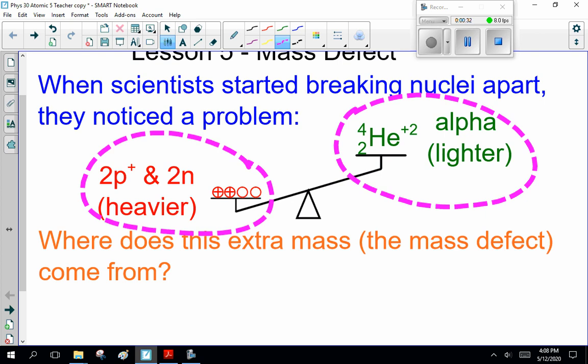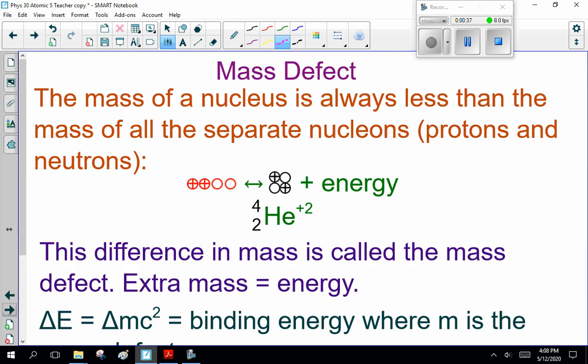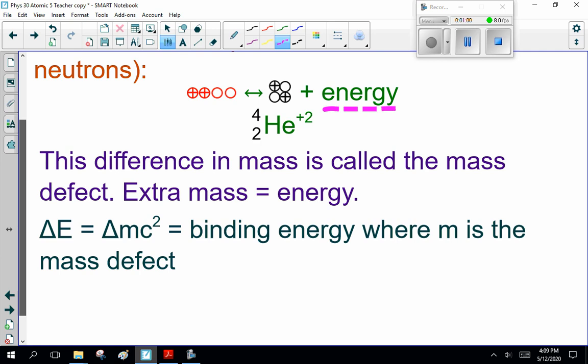Now, where does this extra mass, this mass defect, come from? Well, the mass of a nucleus is always less than the mass of all the separate nucleons, protons and neutrons. So if we take our four nucleons and combine them to form a helium ion, we have energy left over. This difference in mass is called the mass defect. Extra mass is energy. This goes back to Einstein's E equals mc squared. Technically, change in energy equals change in mass times the speed of light squared. This is the binding energy, where m is the mass defect.